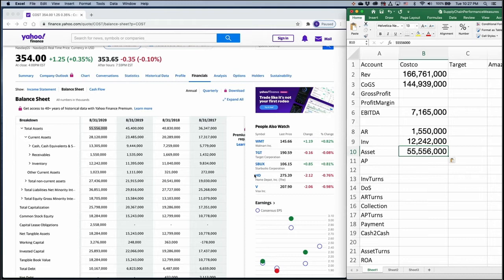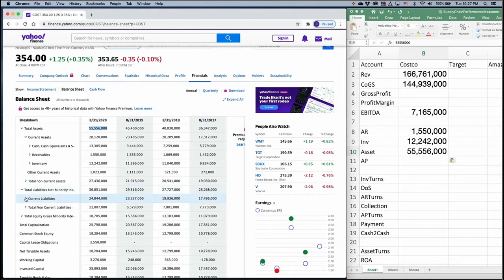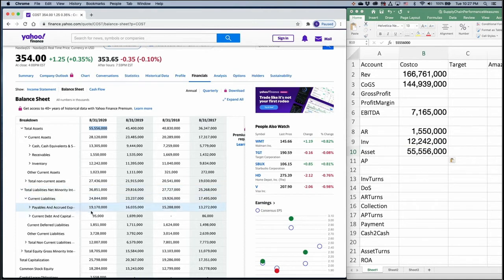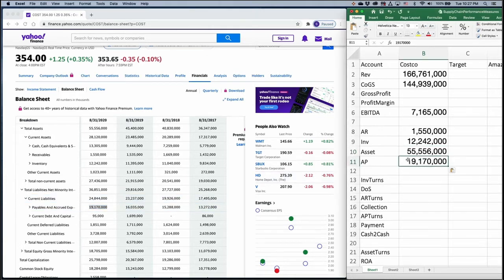And also we need AP to compute the payment cycle. To get AP, you can click this total liability. Then you can find this number, and out of this you can find the payable and the accrued expense. So you can copy and paste. So this is Costco information.